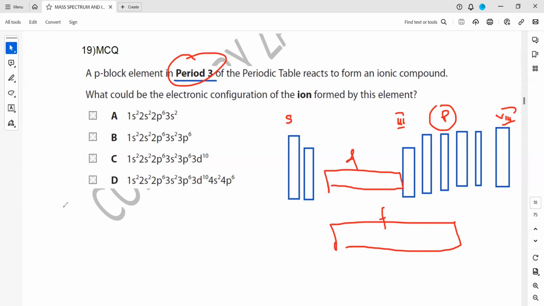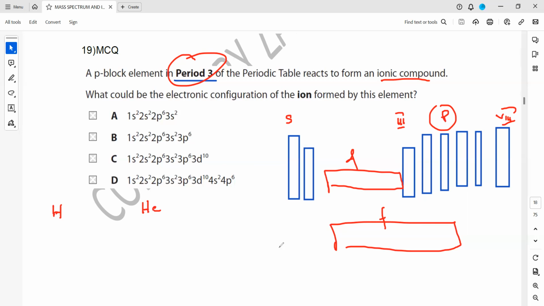The third period is there, and it is forming an ionic compound. An ionic compound can be formed by transfer of electrons. When an atom transfers electrons, it will form an ionic compound. So what could be the configuration? How do we identify the configuration? In the exam, you will have the periodic table.